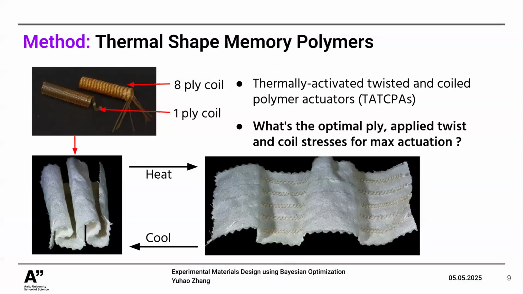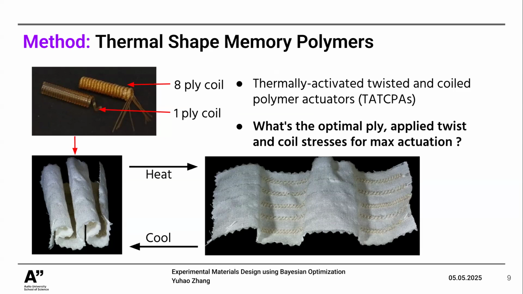So starting with the first stage, we called these thermally activated, twisted, and coiled polymer actuators. This polymer is essentially made out of fishing line. You can twist a large number of thin fishing lines together, and then coil them around a mandrel, and then heat them in an oven to hold the shape.